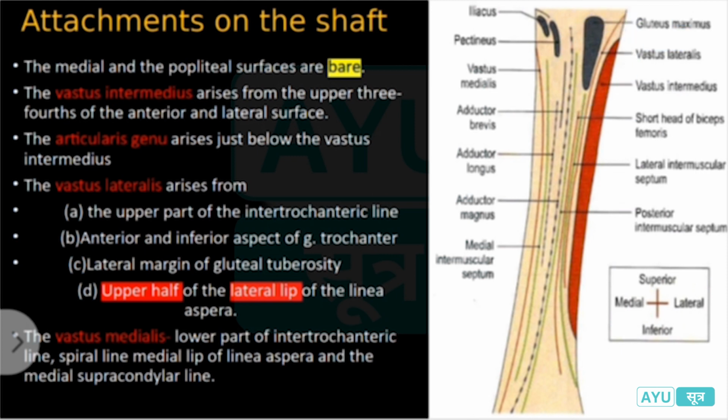Now talking about the insertions, the gluteus maximus muscle is inserted in the gluteal tuberosity. The pectineus muscle is inserted here below the iliacus muscle. The three adductor muscles, which are the brevis, longus, and magnus, are inserted as follows: the brevis is inserted in the upper part of the linea aspera behind the pectineus muscle. The adductor longus is inserted along the medial lip of the linea aspera, and adductor magnus is inserted along the medial margin of the gluteal tuberosity.